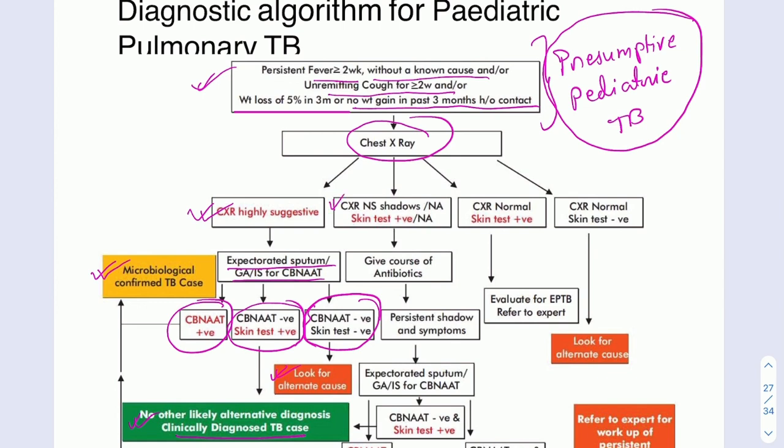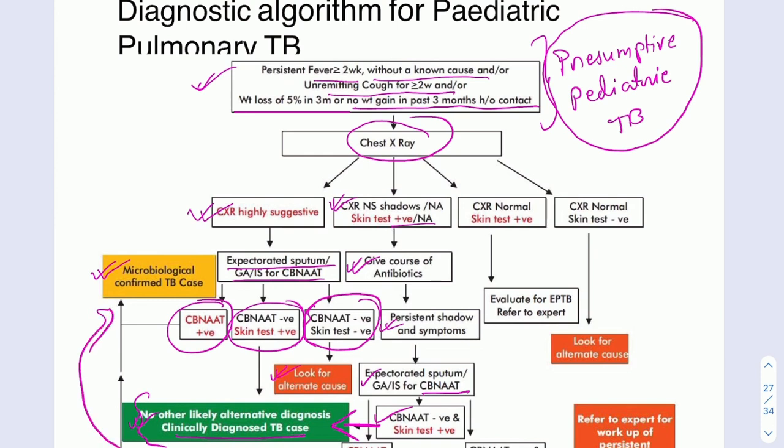If in the chest x-ray there are shadows, or chest x-ray is not available, and skin test is positive or not available, we need to give a course of antibiotics and we need to repeat the chest x-ray to look for the shadows. If the shadow is persistent and symptoms are present, then again we need to examine the expectorated sputum or gastric aspirate for CB-NAT. If CB-NAT is negative and skin test positive, and no other likely alternative diagnosis is there, we can consider the case as clinically diagnosed tuberculosis. If CB-NAT is positive, then it is a case of microbiologically confirmed TB.